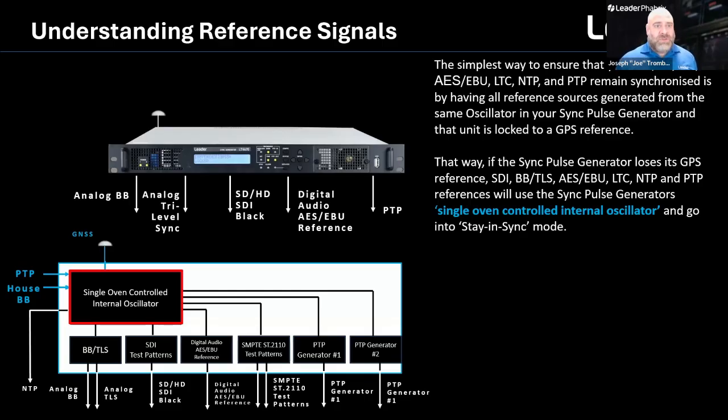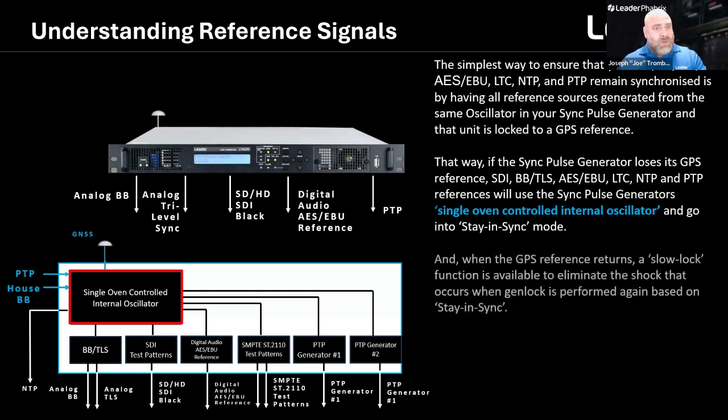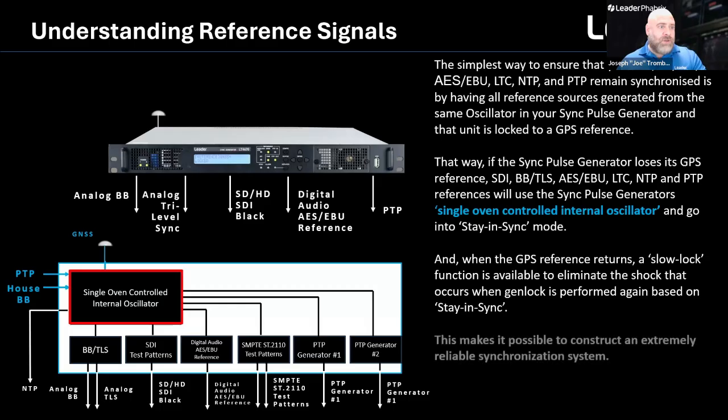It's equally important that when GNSS returns, slow lock prevents a disruptive regen lock event. That's the kind of detail that matters in real facilities because recovery behavior can be as dangerous as the initial fault. So the way to think of this is one timing heart, many outputs, shared holdover, and controlled recovery.